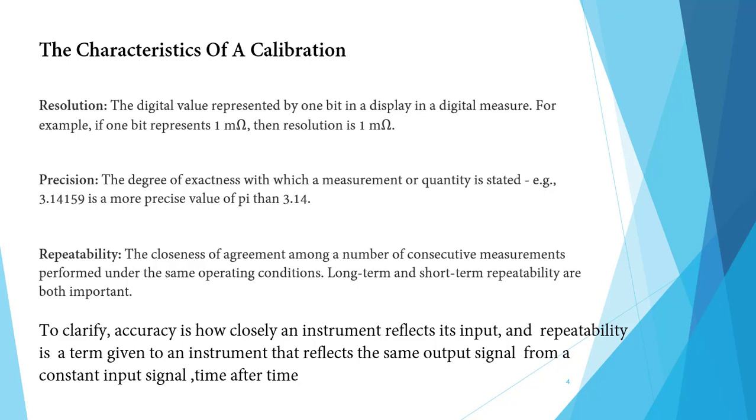Repeatability means the closeness of agreement among a number of consecutive measurements performed under the same operating conditions. Long-term or short-term repeatability are both important. To clarify, accuracy is how close the instrument reflects its input. Repeatability is a term given to an instrument that reflects the same output signal from a constant input signal.